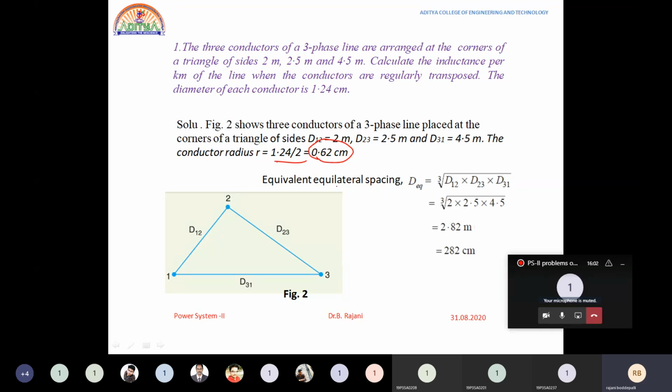Now, the equivalent spacing is the cube root of D12 D23 D31. These three distances were given, so the cube root of 2 into 2.5 into 4.5. We multiply to get the result in meters. If we change it to centimeters, we get 282 centimeters.